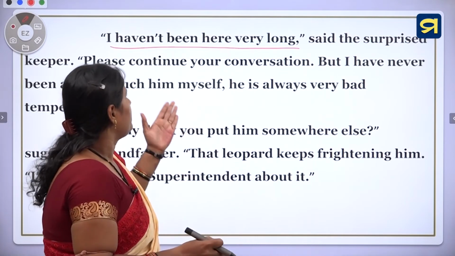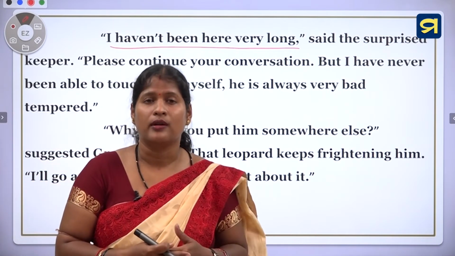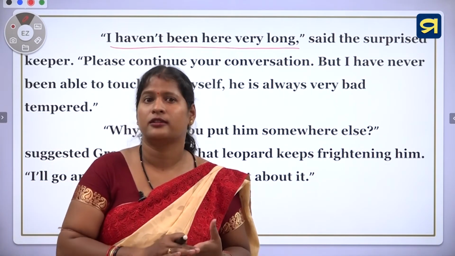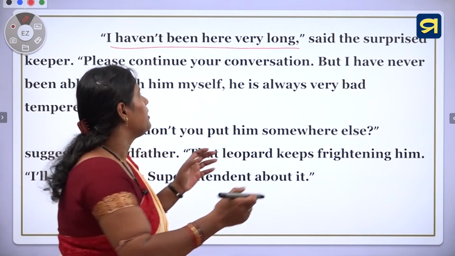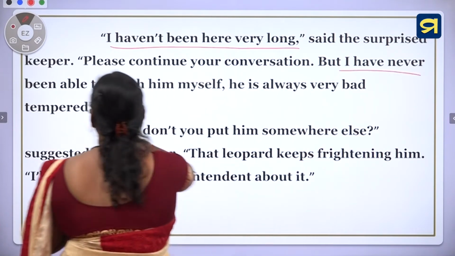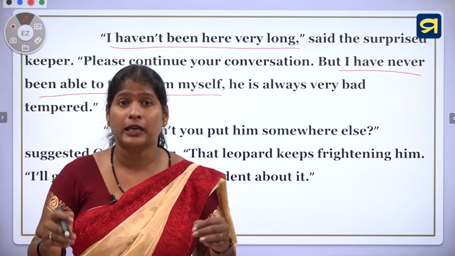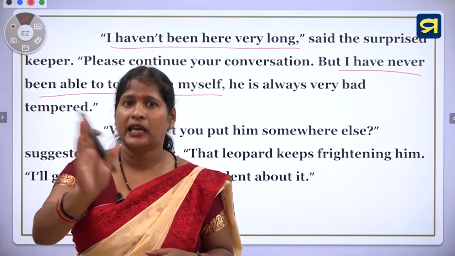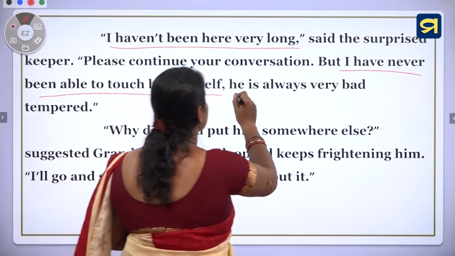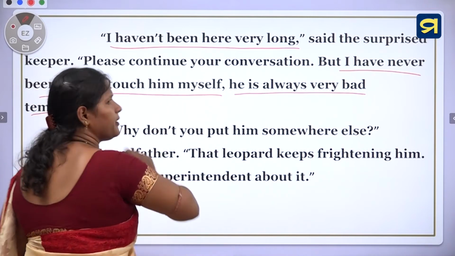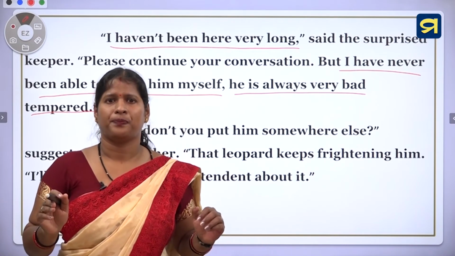Okay. Then you continue your conversation. The keeper said so, but the keeper remarked something. What did he say? "I have never been able to touch him myself. Sir, although I am a keeper of this zoo, I never touched this tiger myself. Why? Because he is always very bad-tempered. This tiger is always very bad-tempered."